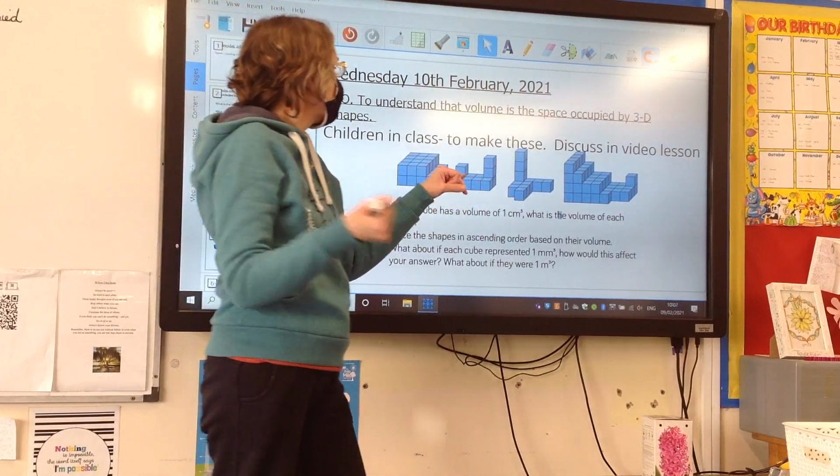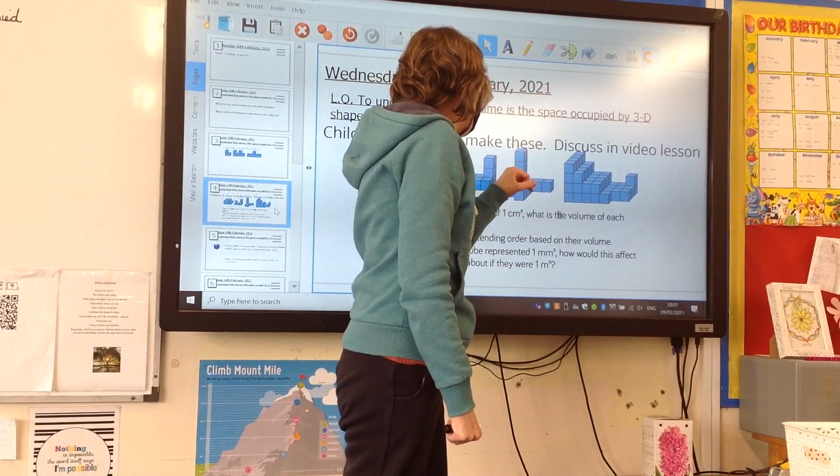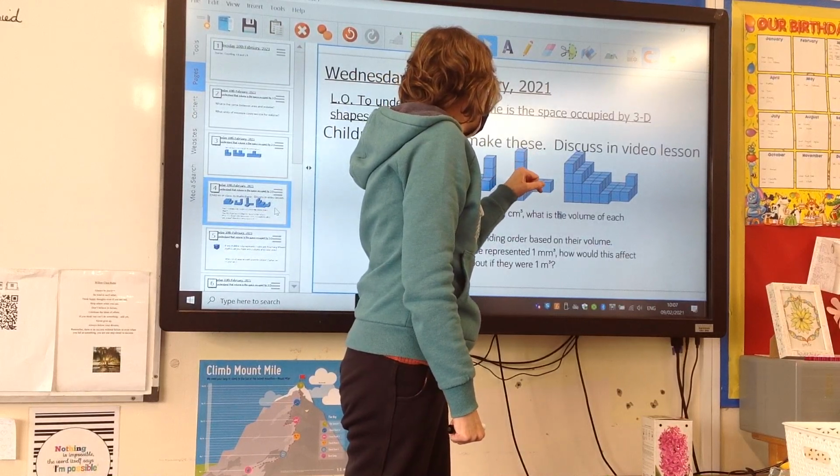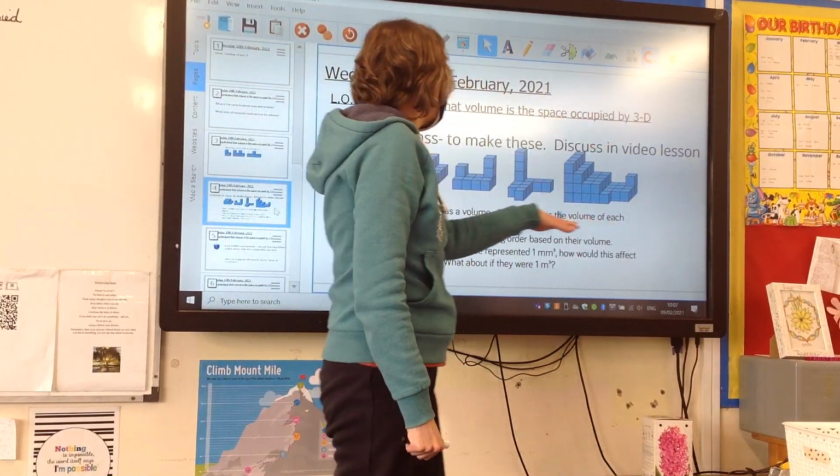12 centimetres cubed. Right, let's have a look. 1, 2, 3, 4, 5, 6, 7, 8, 9, 10, 11, 12. Good, well done. Right, this one's a tricky one, isn't it?